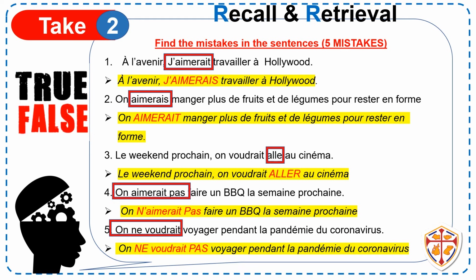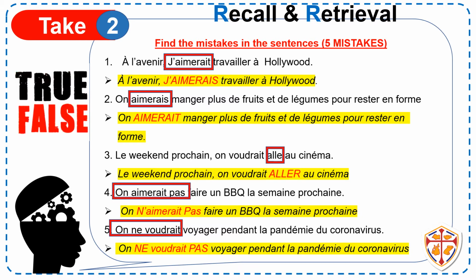On number 4, on n'aimerait pas faire un barbecue la semaine prochaine shows that when we are doing the negative, we need 2 parts, ne and pas, which are formed around the first verb. But here, the ne is missing. Therefore, the correct answer is on n'aimerait pas faire un barbecue la semaine prochaine.